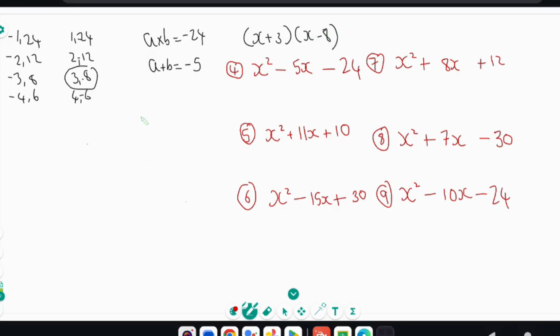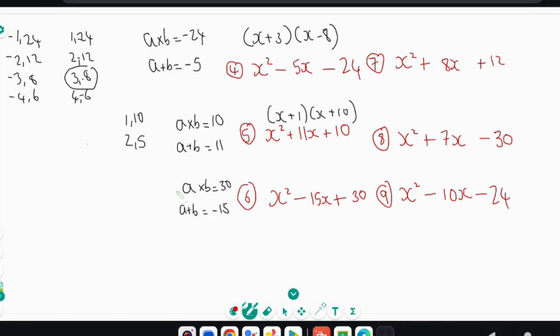Number 5. Times to give 10. Add to give 11. 1 and 10, 2, 5 is 1 and 10. x add 1, x add 10. And here. Times to give 30. Add to give -15.